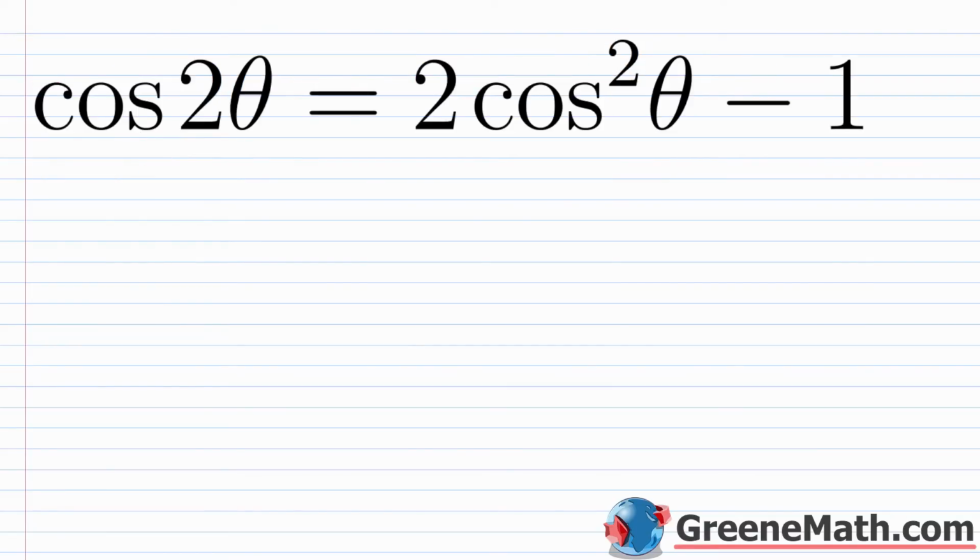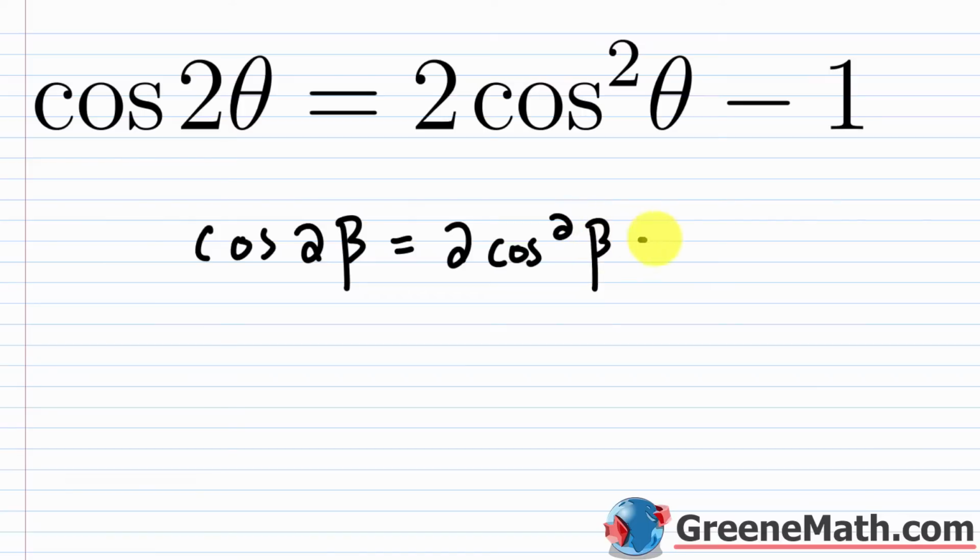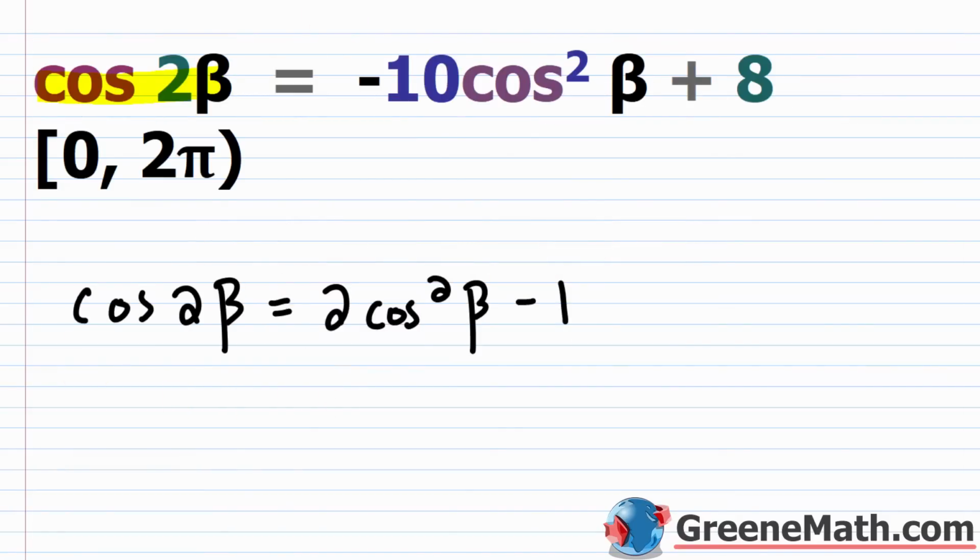And coming down here, this is the one I'm going to work with. If you have cosine of 2 theta or 2 beta, whatever you're working with, you have 3 different formulas you can choose from. I'm going to work with this one. So what I'm going to do is say the cosine of 2 beta is equal to 2 cosine squared beta minus 1. So I'm just matching this formula here. I'm just taking the beta in the place of theta.